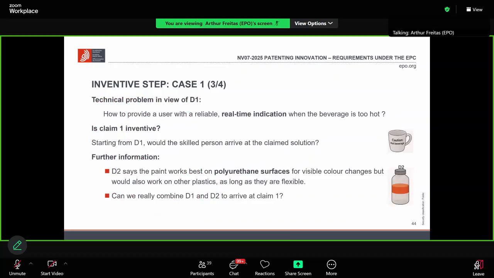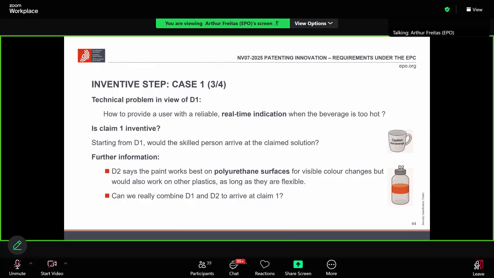So okay, now the problem. The next step is: what is the problem to be solved? And again, let's be careful not to put elements of the solution into the problem. Let's not make that mistake. I would say the problem to be solved here is how to provide a user with a reliable, real-time indication when the beverage is too hot. Not putting in any details. I'm not saying "when hotter than 60 degrees Celsius." I'm formulating the problem broadly.